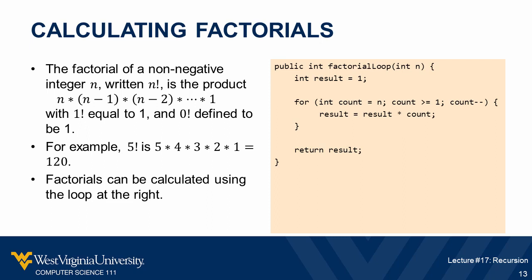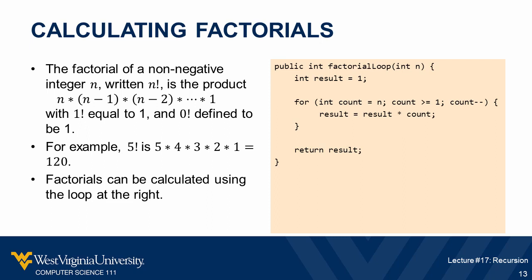By definition, 1 factorial is equal to 1, and 0 factorial is equal to 1 as well. So if we have a number like 4 factorial, that would be 4 times 3 times 2 times 1. This is something that we can pretty easily compute using a loop. We need to have our method take a parameter that's going to specify the value of n we're trying to calculate the factorial for.